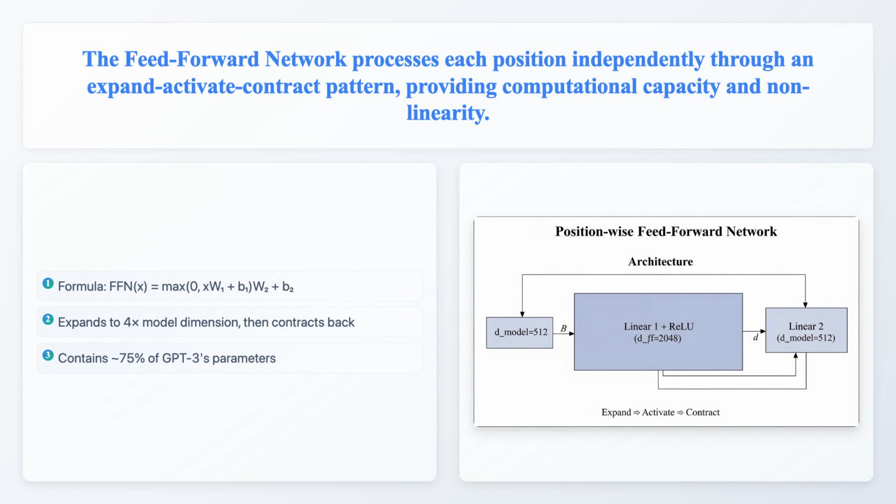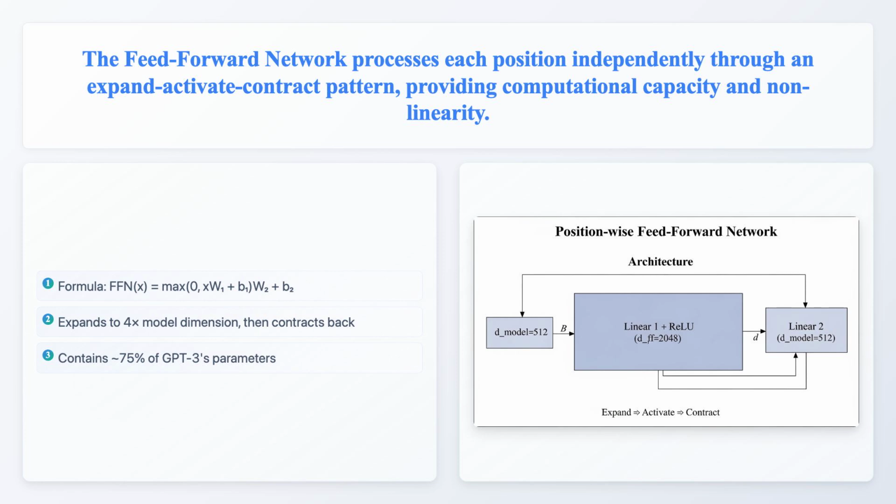This expansion-contraction pattern serves multiple purposes. The larger intermediate dimension gives the network more computational capacity to process complex patterns. The non-linearity allows the model to learn complex functions that pure attention cannot capture. For data scientists, the FFN is where much of the model's thinking happens.